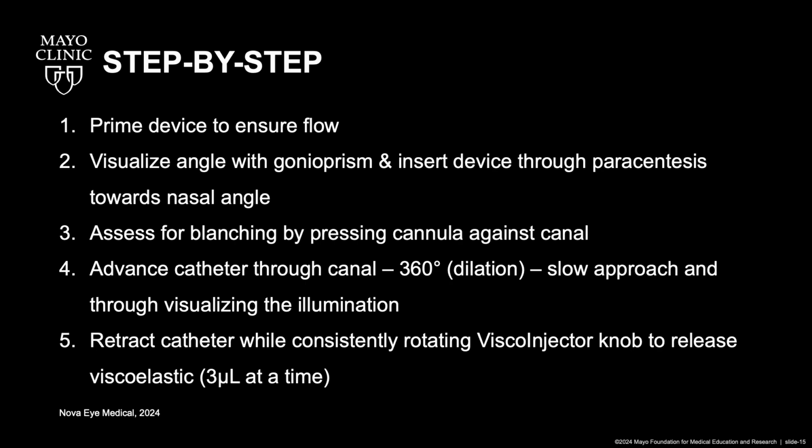Along the same lines, here we have a brief step-by-step of how the device works. First, the device is primed to ensure that there's proper flow, and then the angle is visualized using a gonio prism, and the device is inserted through a paracentesis towards a nasal angle. After this has been done, the cannula is pressed up against the canal to assess for blanching. This will ensure that the catheter is about to enter in the right place. And then the illuminated catheter is advanced through Schlemm's canal. And after it goes 360 degrees, it's then retracted while gradually releasing viscoelastic fluid in 3 microliter increments to achieve controlled dilation.